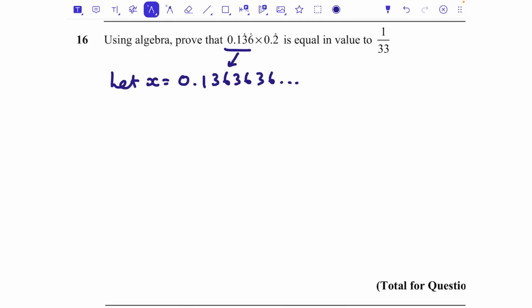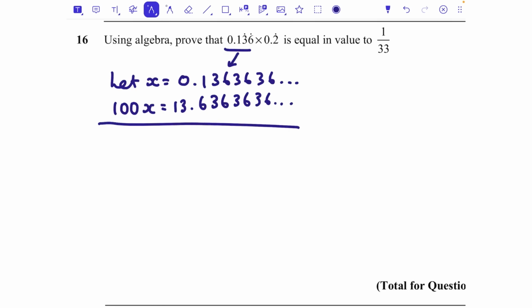Because there are two numbers repeating, I like to times by 100. So 100x is 13.6363636. I'm timesing by 100 because I want the 3's underneath the 3's and the 6's underneath the 6's. That would also happen if you did 10x and 1000x, but I find this way quicker, but each to their own, it doesn't matter. I'm now going to do 100x, take away 1x. So I'm doing the bottom row, take away the top row, and that is 99x.